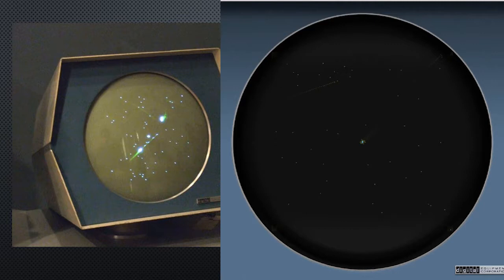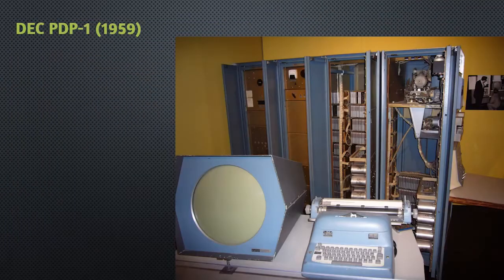It got so popular that the company, DEC, Digital Equipment Corp, made it a pack-in for their mainframe computer, okay? When they sold it, they used Space War as a way of testing the equipment to make sure that everything was working. So this is the first gaming machine, the DEC PDP-1 in 1959.